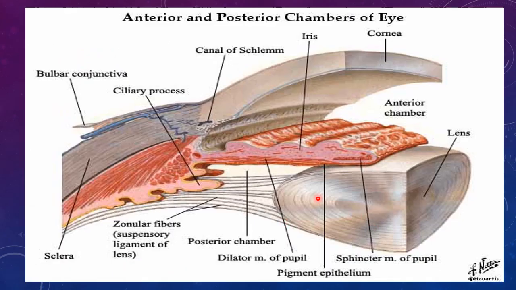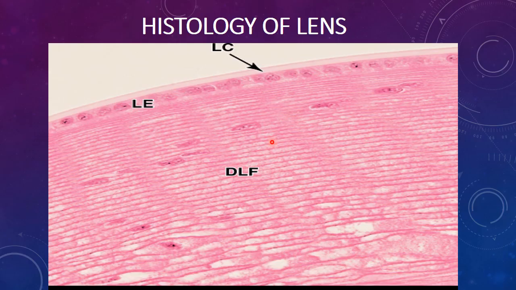Moving on to the lens, here you can see the lens which is connected to the ciliary body through these zonular fibers, also known as the suspensory ligament of the lens. The lens is a very simple structure. It has the lens capsule, which is a very thin, transparent, homogeneous connective tissue made up of type 4 collagen fibers and glycosaminoglycan. The lens is also very elastic. It can assume a globular shape as well as a flattened shape depending upon the tension on the zonular fibers.